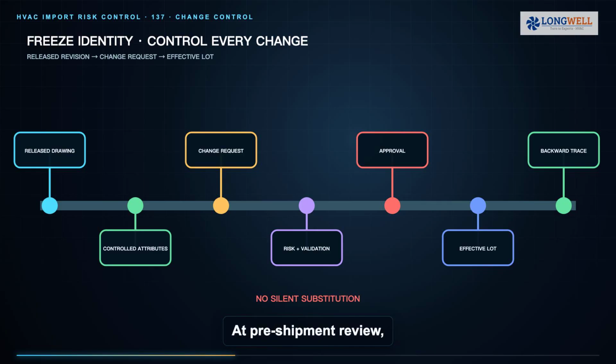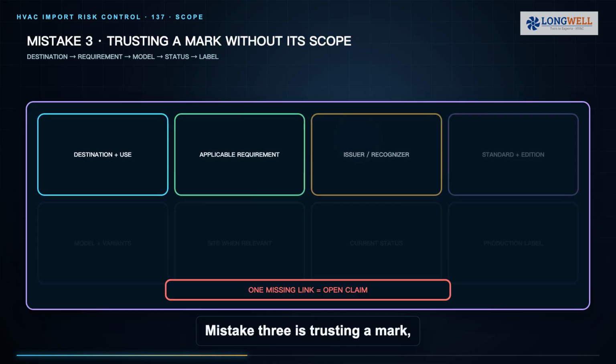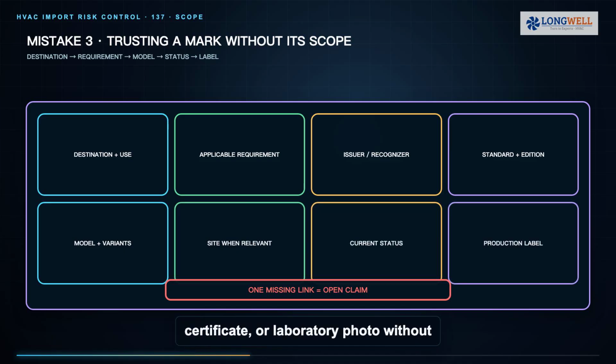At pre-shipment review, sample the order backward from finished units to the released revision, material or component identity, process record, and final acceptance result. Mistake 3 is trusting a mark, certificate, or laboratory photo without verifying scope. A logo can be genuine and still be irrelevant to the destination, product model, factory, standard, or current configuration. A test report can be real and still cover a different voltage, controller, impeller, material, or sample.